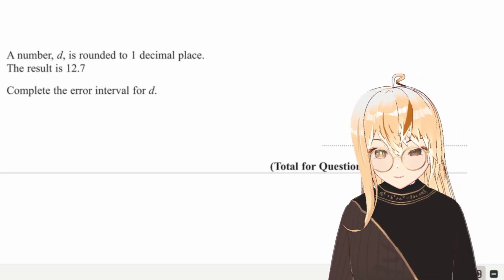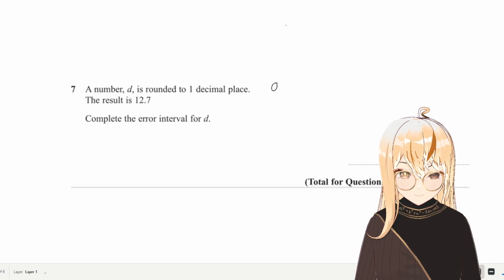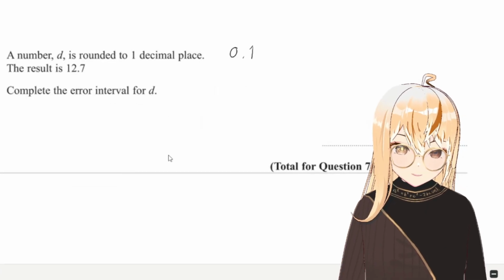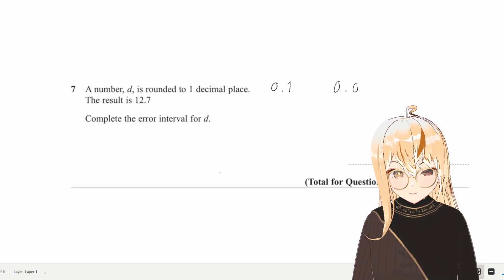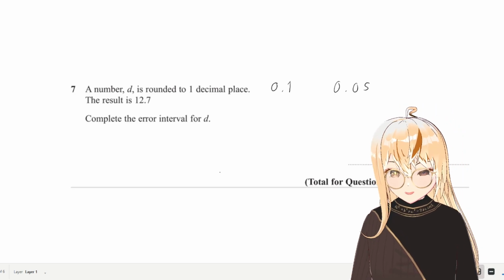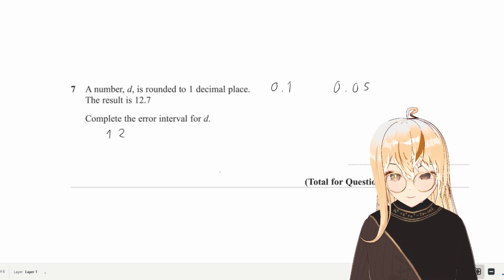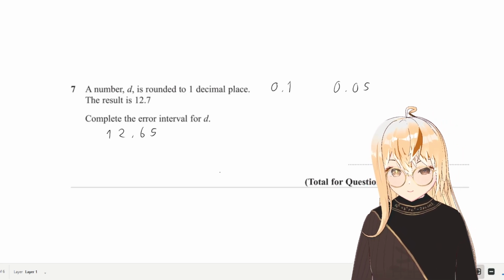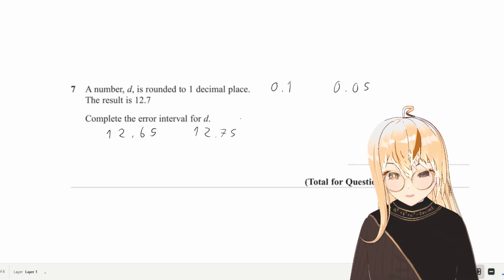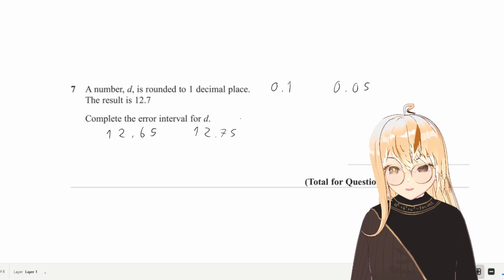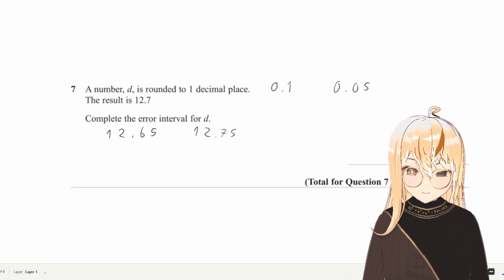What we can do is see that one decimal place is basically 0.1, the smallest thing that takes up one decimal place. We can just halve that, so 0.05. Then we subtract 0.05 from 12.7 to get 12.65, and we add 0.05 to 12.7 to get 12.75. So now we'll see that 12.65 will round to 12.7, but 12.75 seemingly doesn't round to 12.7.